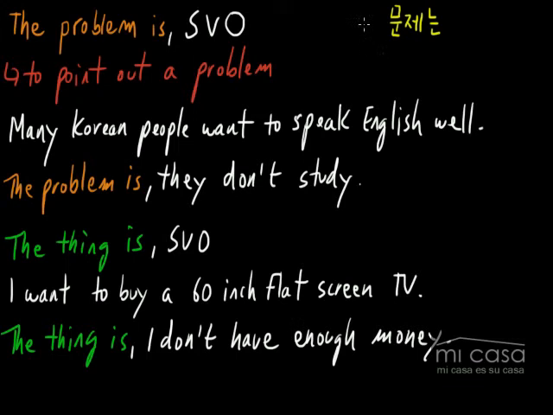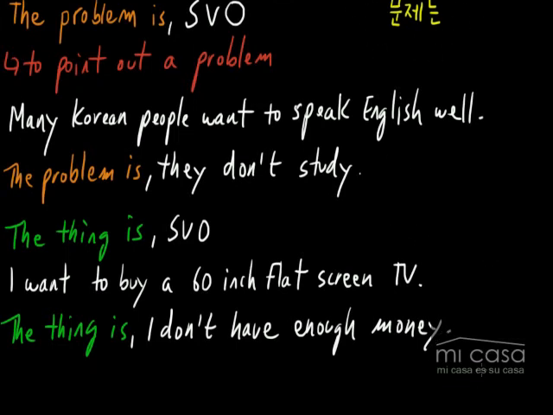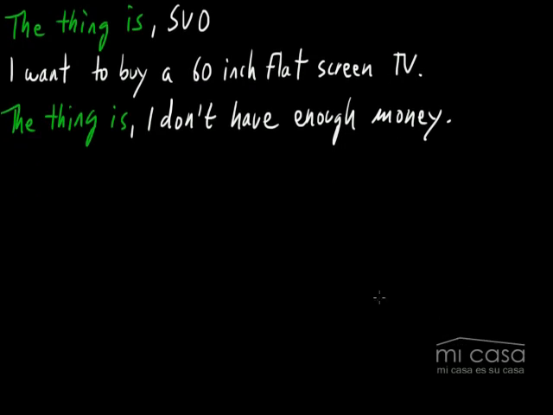There is one last way to translate this 문제는 in English. So let's go down and let's look at another way to say 문제는. Well, when you're using it with a question, you want to say the question is, and then you have a question. All right? So a question here. So let's go ahead and look at our last example.